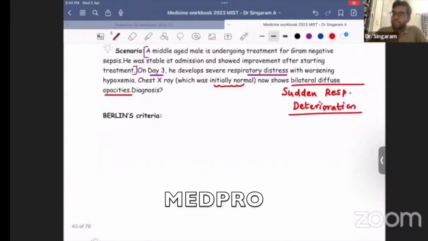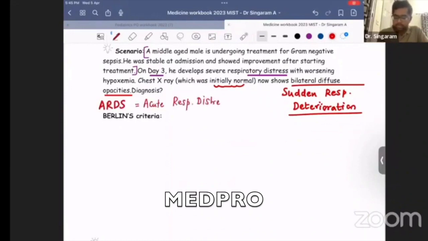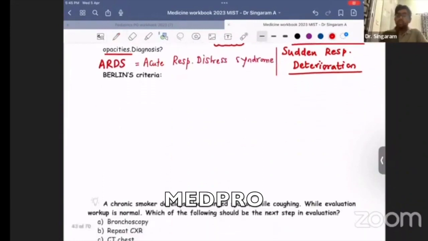This is a very, very dangerous situation, which all of you should know about, called ARDS. ARDS means acute respiratory distress syndrome. For this condition to be diagnosed, we use a criteria called Berlin's criteria. This is very important. I'm putting a lot of stars here because this has been asked in exams frequently. What does the Berlin's criteria tell you?